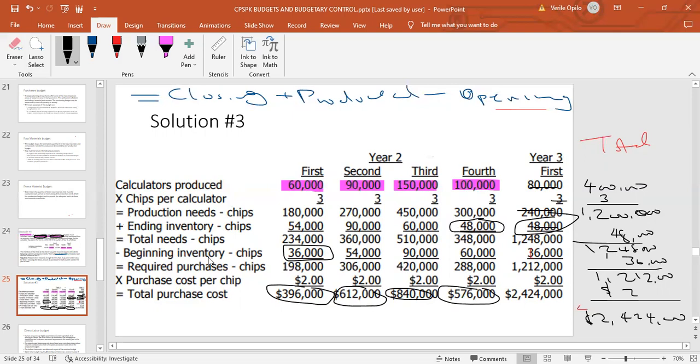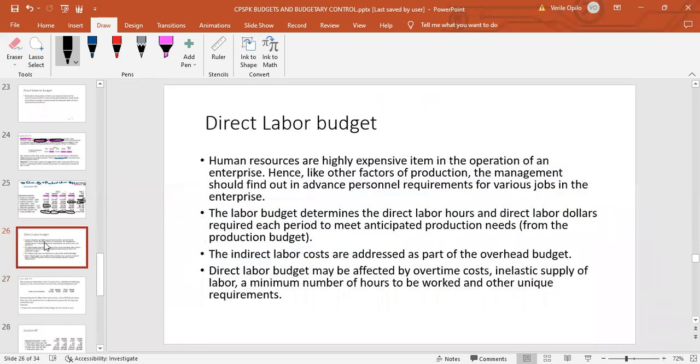So that is how you will be expected to prepare what we call the budget for what? Is it the production budget? Not the production budget, but the direct materials budget, that is, how much the business will be expected to spend in terms of direct materials. Closely related to the direct materials is the direct labor budget.